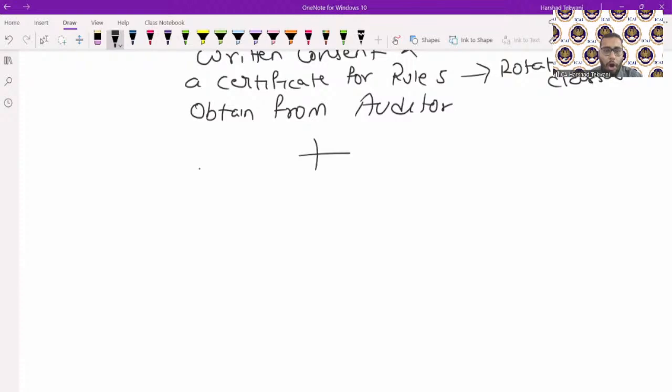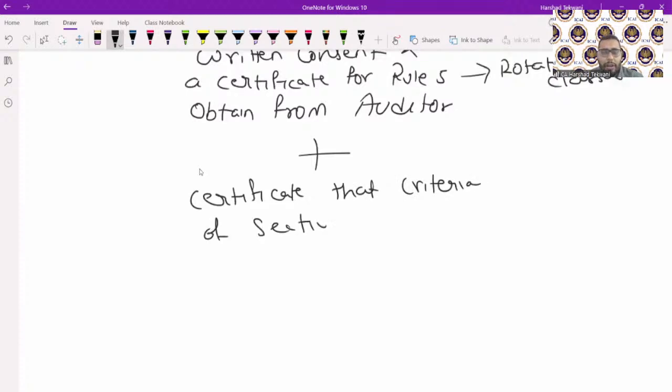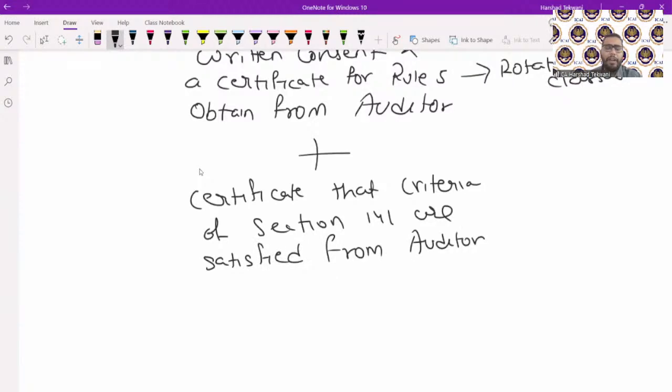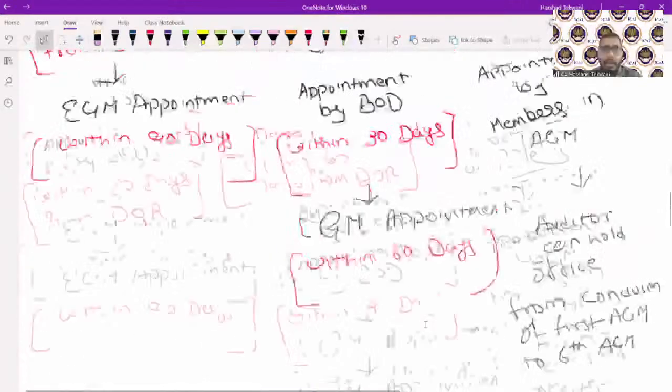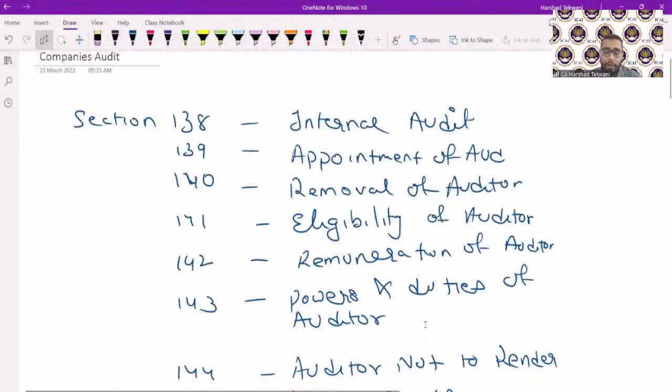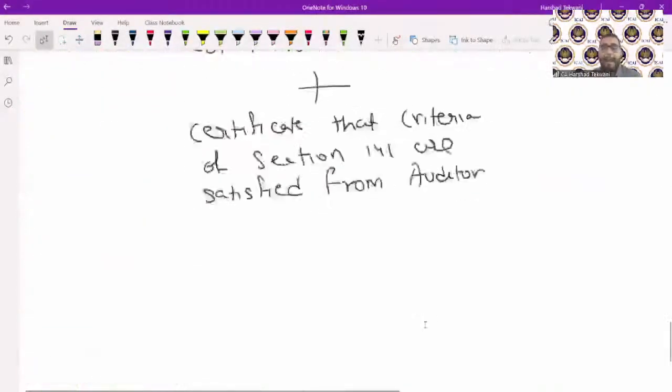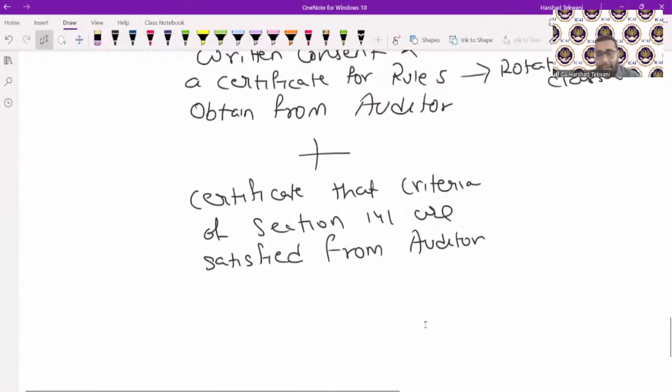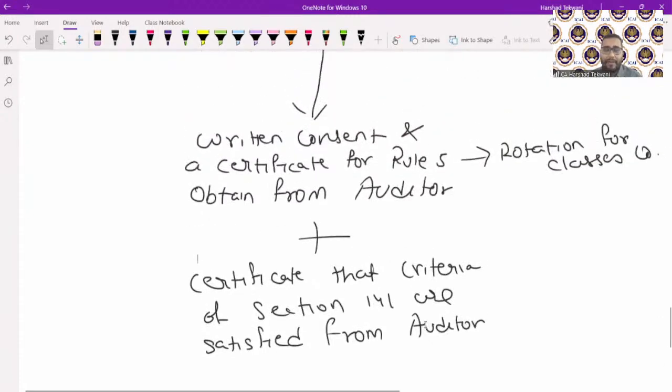Plus, a certificate from the auditor that the criteria of section 141 are satisfied. Now what is 141? Just now we saw that 141 is the eligibility of the auditor for appointment. The auditor will know whether he is eligible or not, as he has all those details, and hence he needs to certify that he is eligible to be appointed as an auditor under section 141, meeting all the criteria given. Clear?